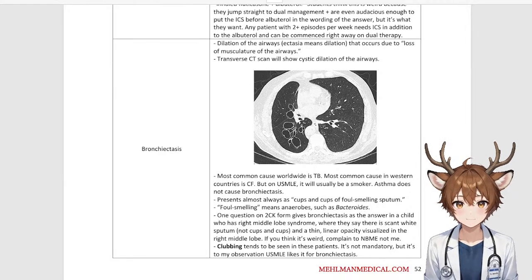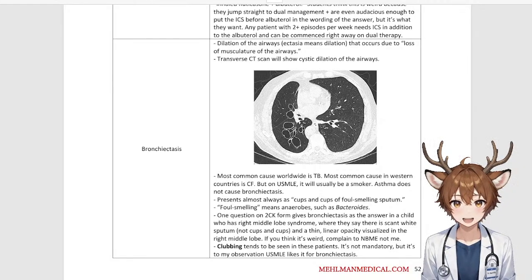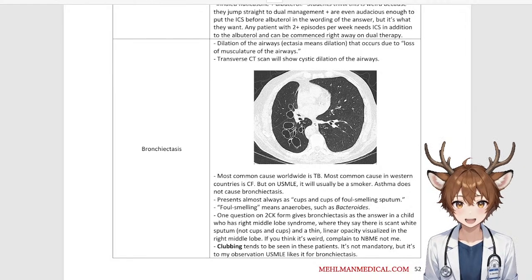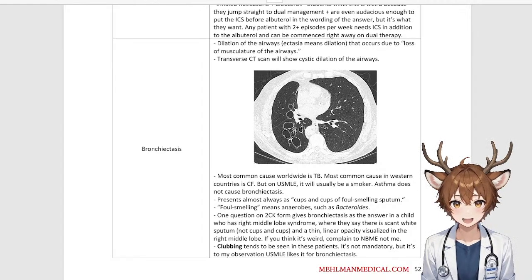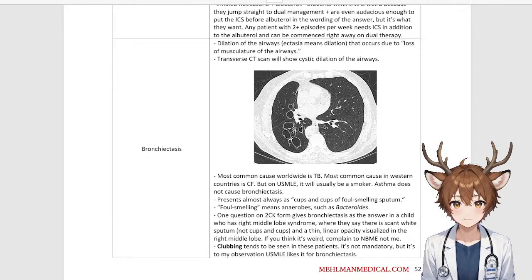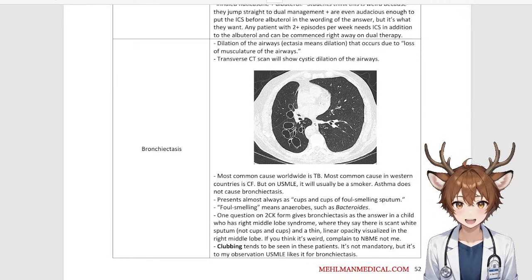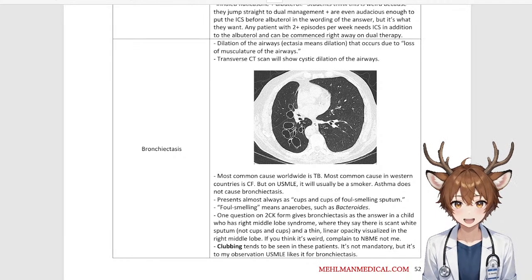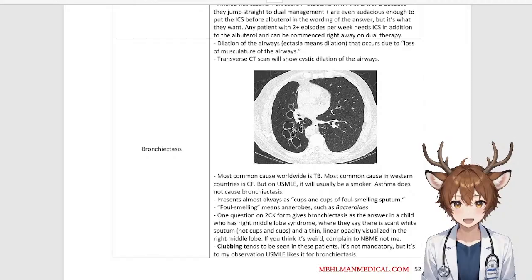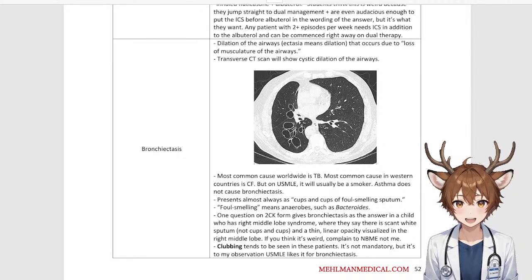Bronchiectasis. Oh yeah, by the way, I'm back. Anyway, so bronchiectasis: dilation of the airways. Ectasia means dilation that occurs due to the loss of musculature of the airways. Transverse CT scan will show cystic dilation of the airways. As you can see in the diagram right there, most common cause worldwide is TB, tuberculosis. Most common cause in Western countries is cystic fibrosis, CF.